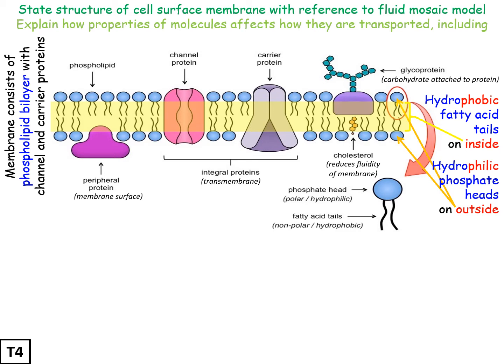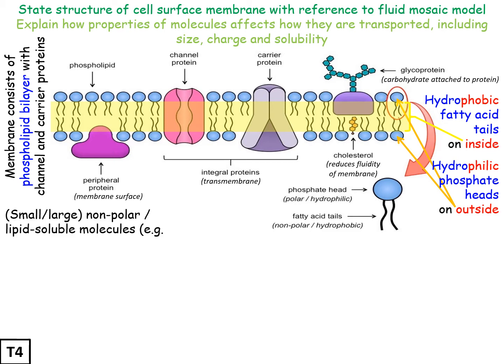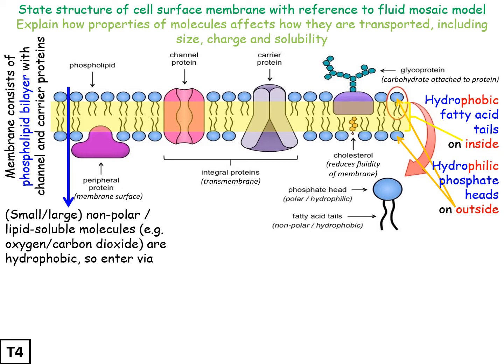Explain how properties of molecules affect how they are transported, including their size, charge, and solubility. Small or large nonpolar or lipid-soluble molecules, such as oxygen or carbon dioxide, are hydrophobic. So therefore, they enter via the phospholipid bilayer membrane by simple diffusion.